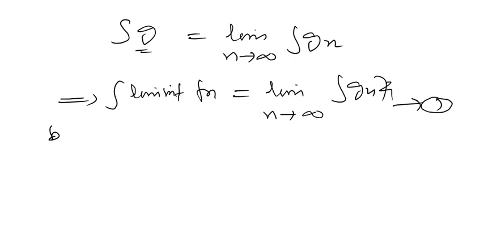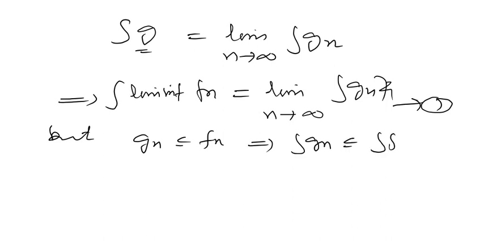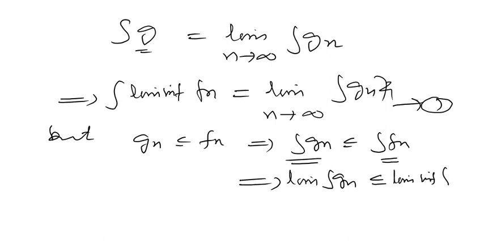But Gn is less or equal to Fn. So this implies the integral of Gn is less or equal to the integral of Fn. Then you can apply limit inferior on both sides, because on this side a limit may not exist, it may oscillate. So we cannot apply limit here, we apply limit inferior. But on this side limit inferior is equal to limit, because this one is monotonic increasing. So the limit of the integral of Gn is less or equal to the limit inferior of the integral of Fn. We have written this earlier, perhaps in this same theorem.